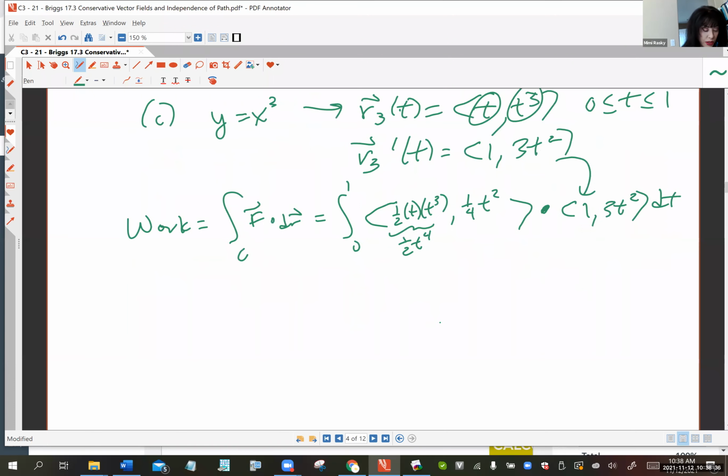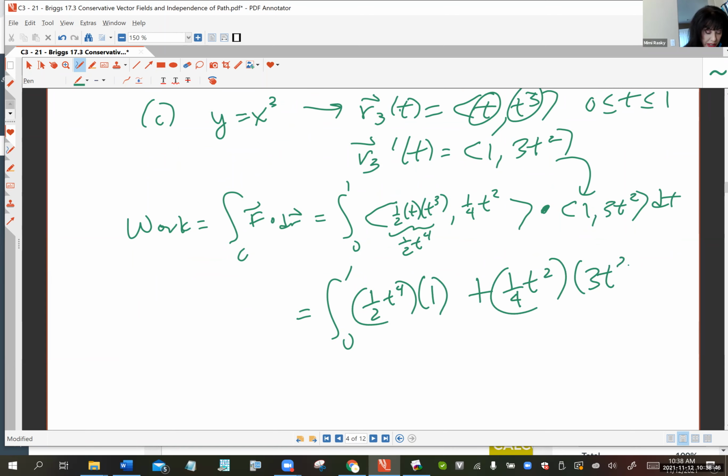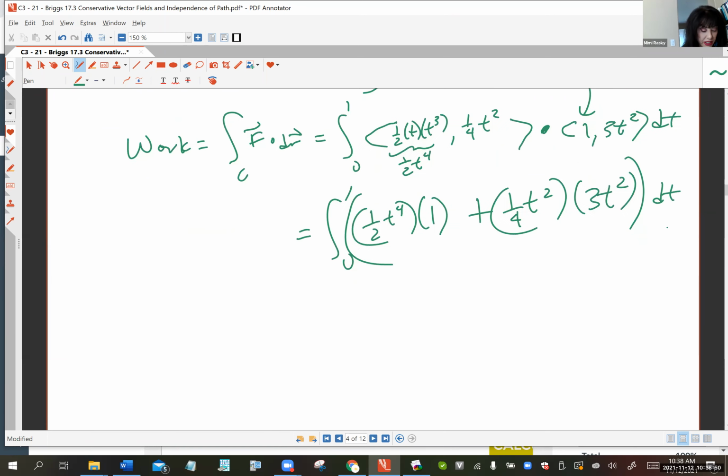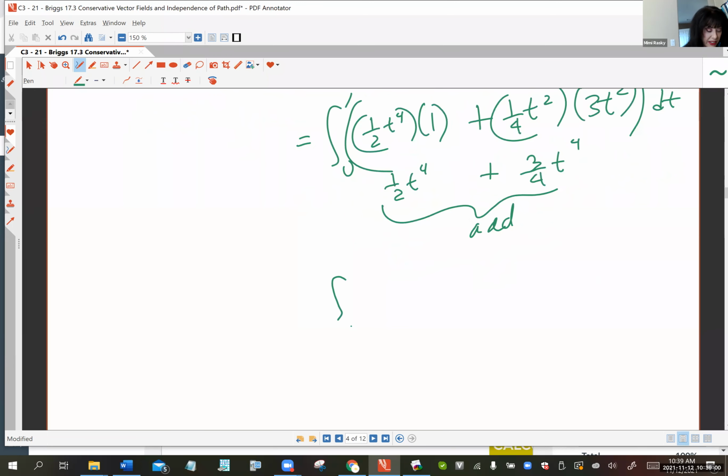Okay, so let's do the dot product next. So you're going to take 1/2 t to the 4th and multiply it with 1, plus 1/4 t squared and multiply it with 3t squared, and then finally integrate with respect to t. But it turns out both of these terms are like terms, which is kind of nice. That doesn't always happen, but we can combine them before integrating just to make it a little easier on ourselves. I mean, you don't have to. You'll still get the same answer.